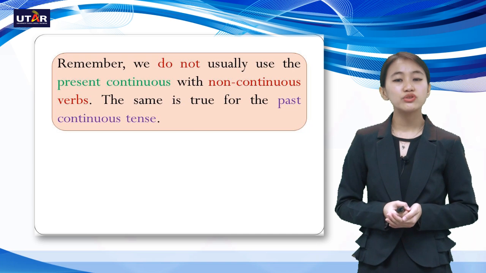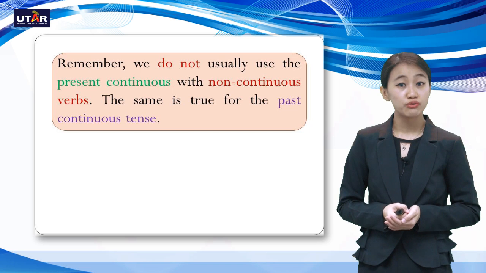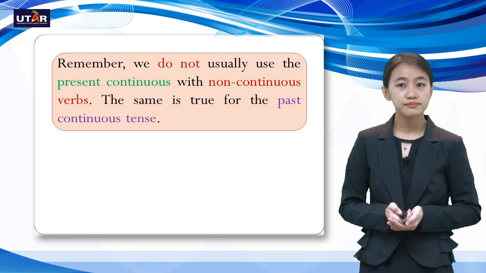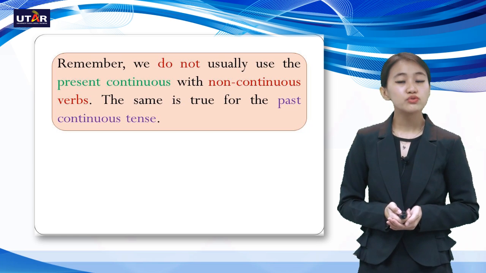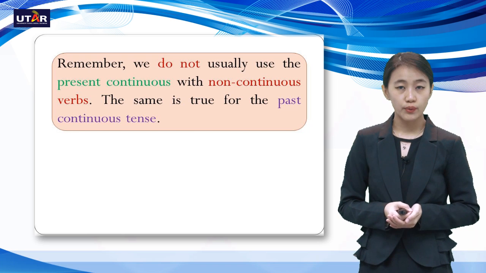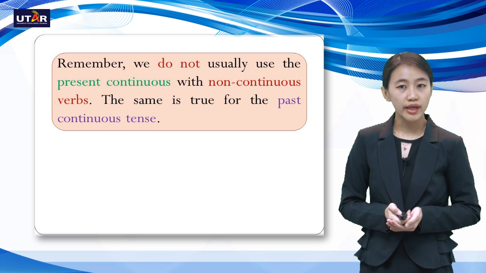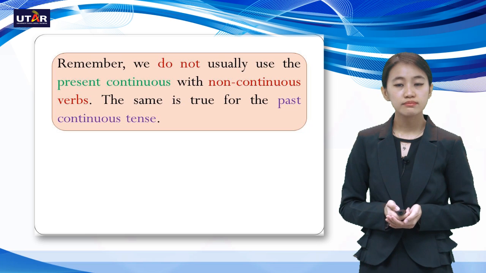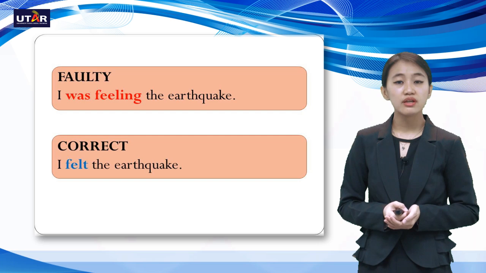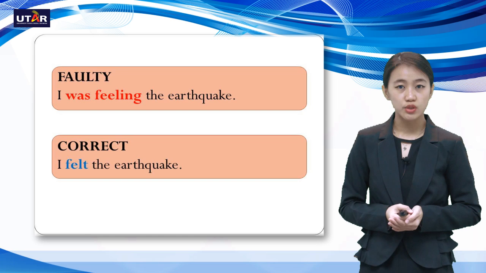Now remember, we do not usually use present continuous with non-continuous verbs. The same is true for past continuous tense. So this will be a faulty sentence. I was feeling the earthquake. So the verb feel is actually a non-continuous verb. The correct way of saying it will be, I felt the earthquake. So you should remember what are your non-continuous verbs.